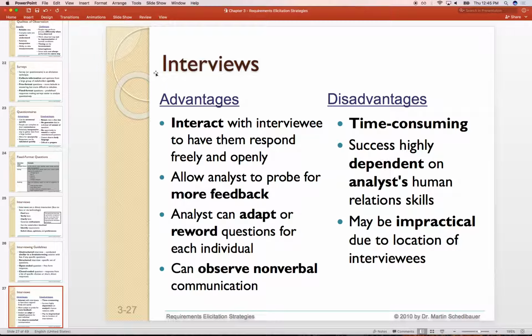Although they're extremely expensive, right? It's very time-consuming. It might not be practical to fly folks in from overseas and have them meet face-to-face. The folks might not be available. It's heavily dependent on the analyst's skills. It could just be impractical to do.